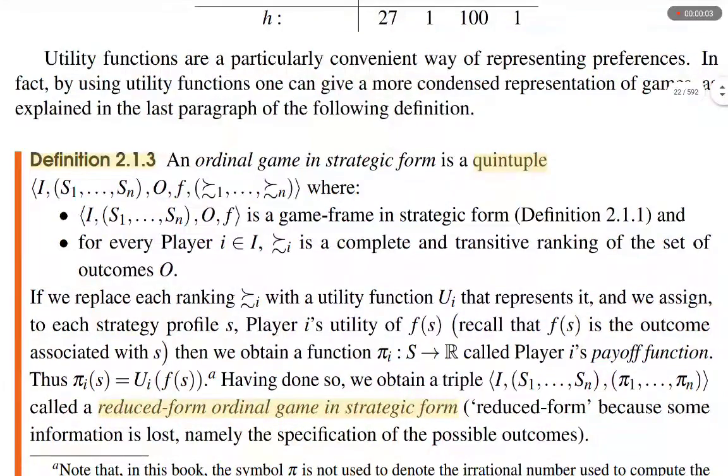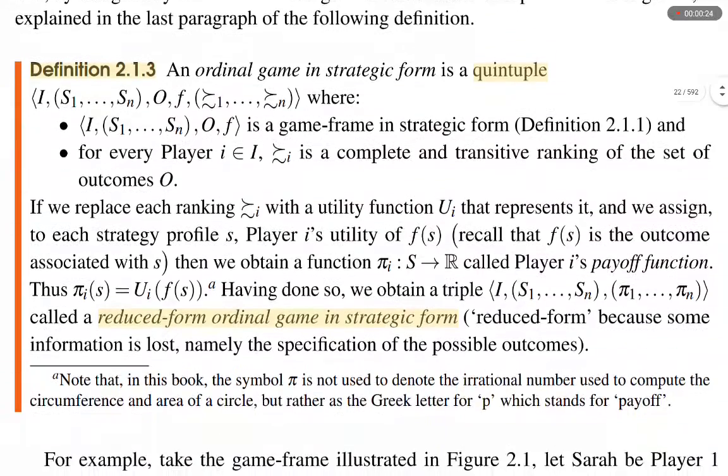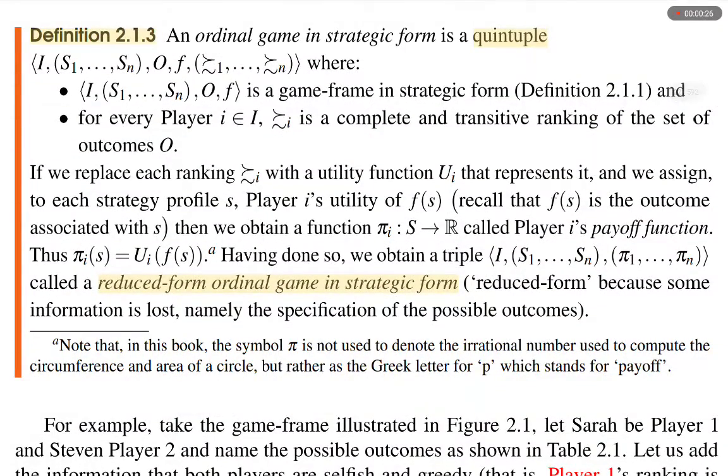Utility functions are a particularly convenient way of representing preferences. In fact, by using utility functions, one can give a more condensed representation of games, as explained in the last paragraph of the following definition. Definition 2.1.3. An ordinal game in strategic form is a quintuple.